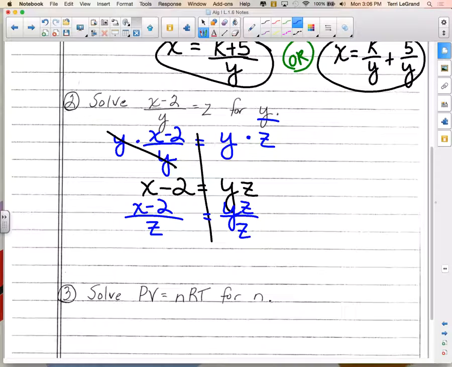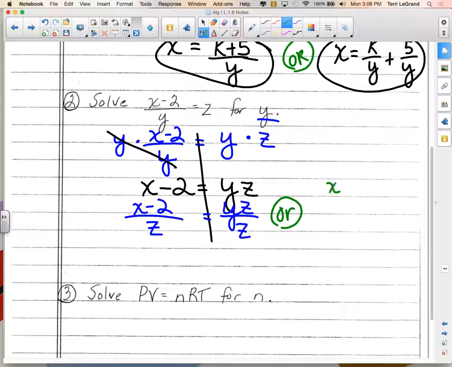Both sides by z. Or, before we even finish that, let's go over here and say, what's the other option we could have done? What's another option we could have done? Divide what? Yeah. Divide every piece. Divide the x by z, divide the 2 by z, divide the yz by z.